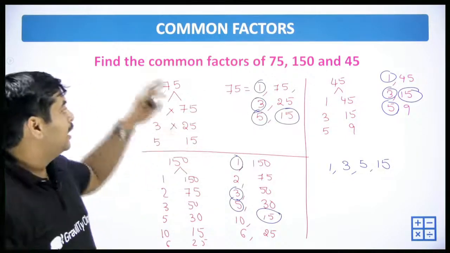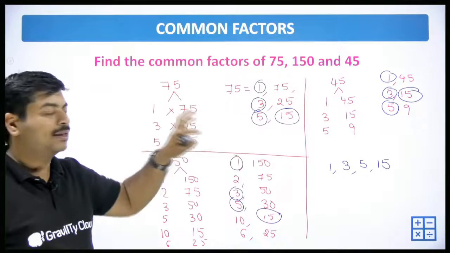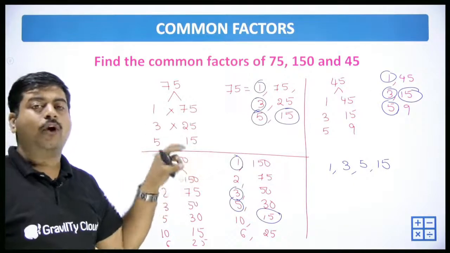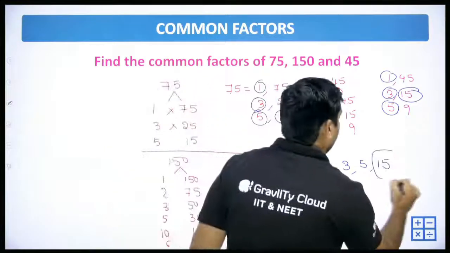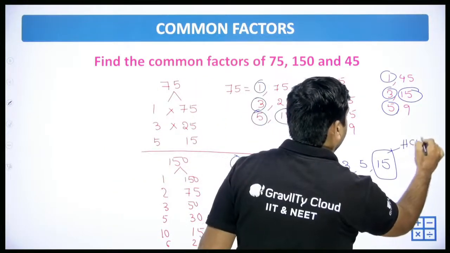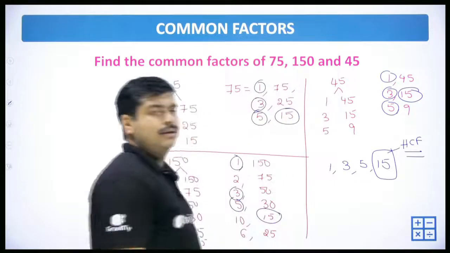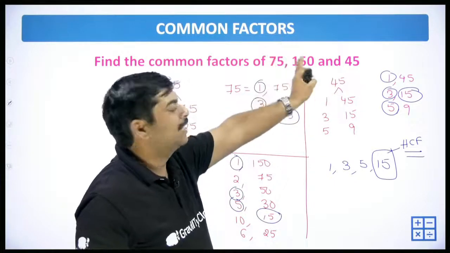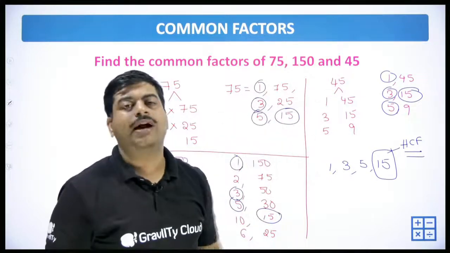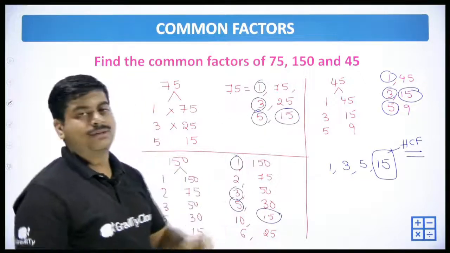But now, these are the common factors. But out of all these factors, whichever is the highest will give you the highest common factor. 15 into 3 times, 15 into 5 times, 15 into 10 times. So 15 is a common factor for all of these numbers, right?